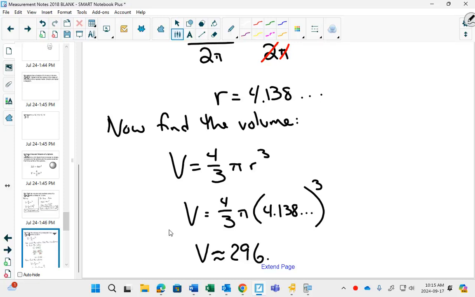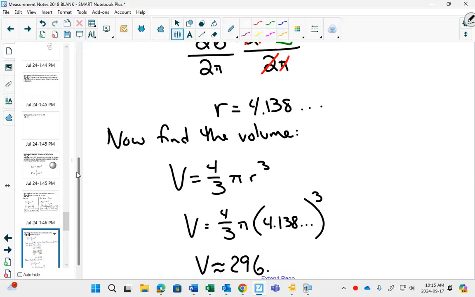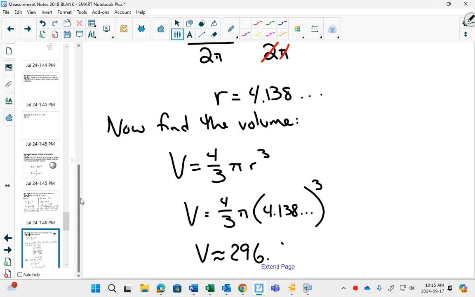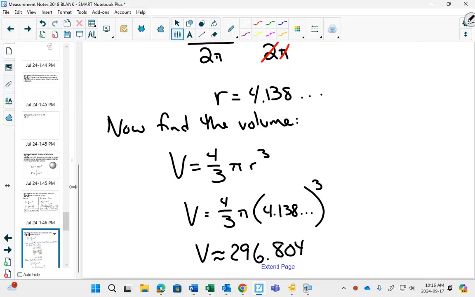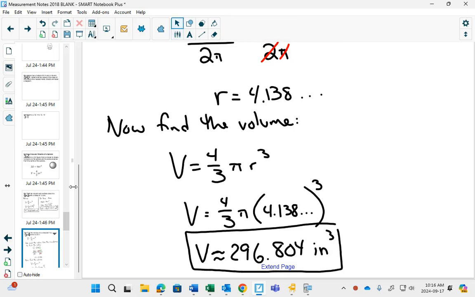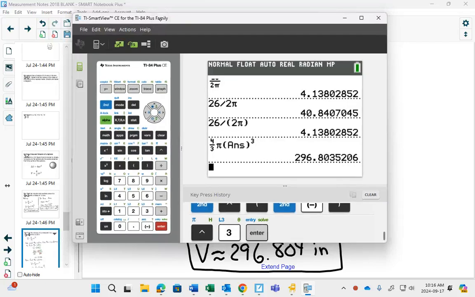And notice I'm only rounding now right at the end. Read the question again. Nope. So I'm going to put 3 decimal places and round it to 3 decimal places. And the units were inches, so it becomes inches cubed, since it's volume. There's my final answer. Same as on the calculator, 296.804.